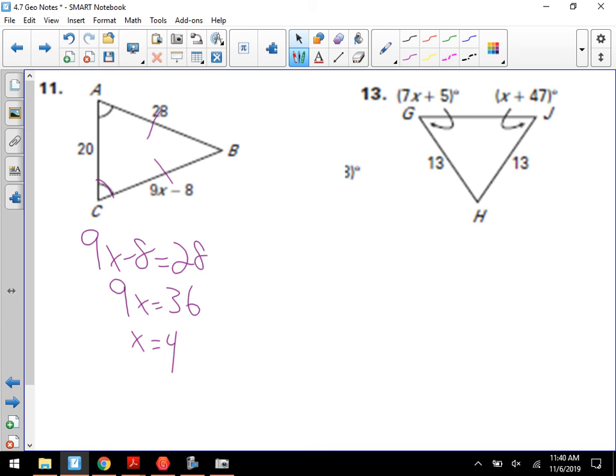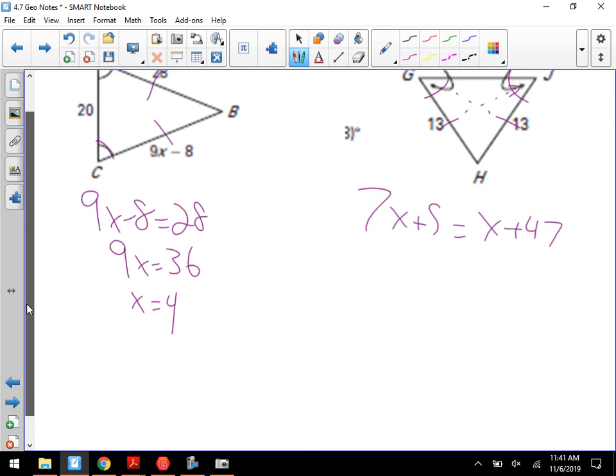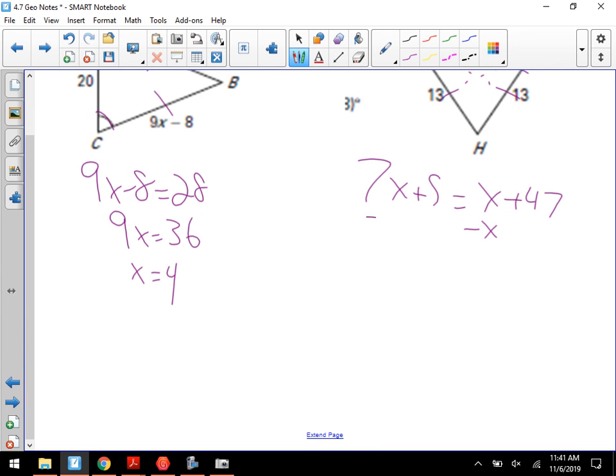On 13, what do you do with those angles? Set them equal to each other, yeah. And we have to set them equal to each other because they are across from the two sides that are the same. They're across from the two sides that are the same, which means they have to be equal. So in this case, you have 7x plus 5 is x plus 47. Variables on both sides of the equation, always pick on the little guy. Do that at the same time if you like. You get x equals 7.